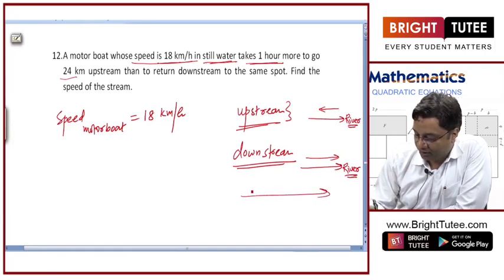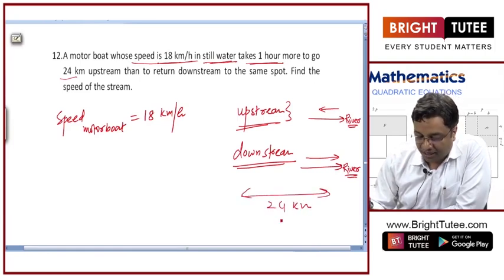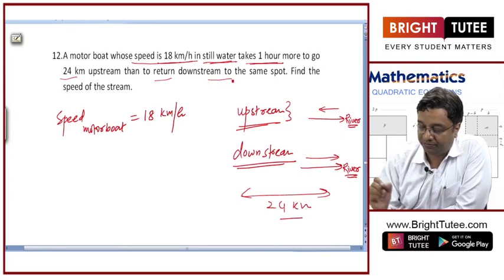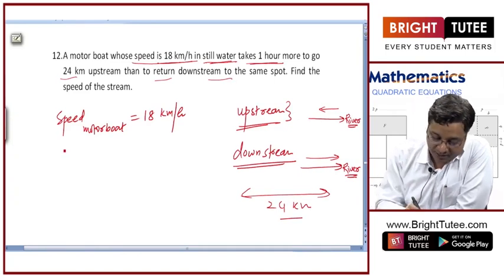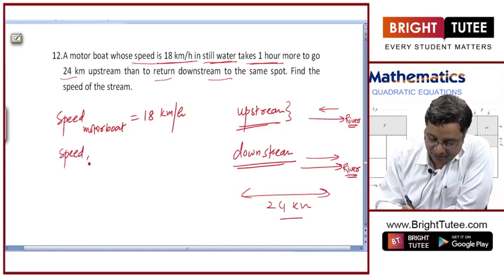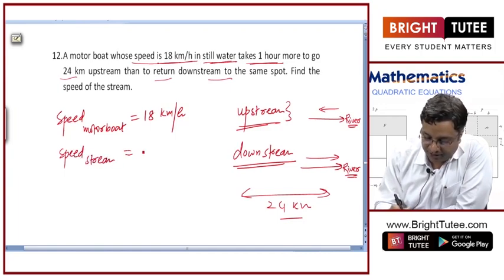to 24 km upstream than to return downstream to the same spot, right? Find the speed of the stream. Let's say the speed of the stream is x km per hour.